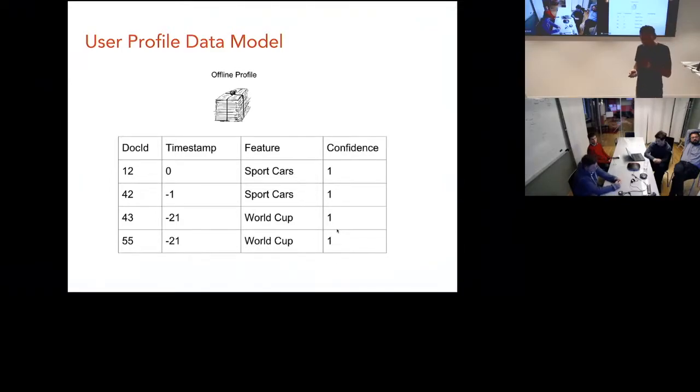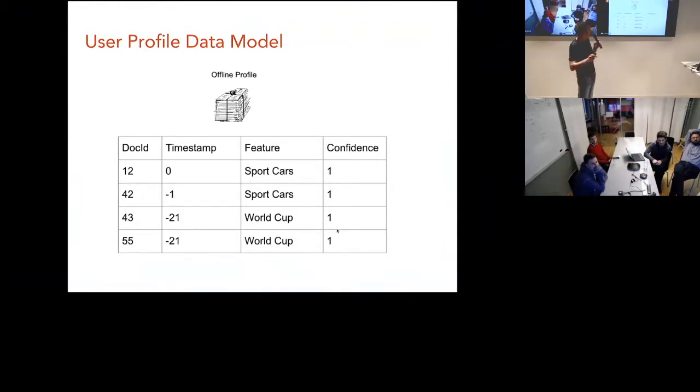Let me fill you in with a few technical details required for the continuation of this session. How do we keep the user profile in our systems? The current data model is practically storing the document IDs, or the stories, that the user interacted with. We keep the last 100 interactions. Here is a toy example of a user.